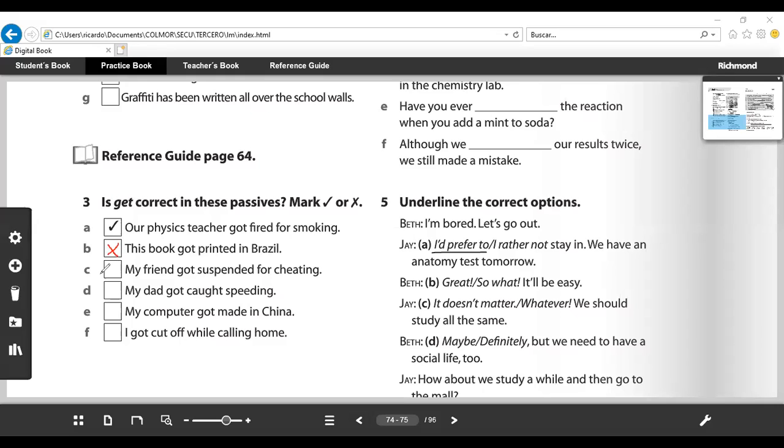Letter C. My friend got suspended for cheating. Yes. My dad got caught speeding. Check mark. Letter E. My computer got made in China. Yes. Okay, letter F. I got cut off while calling home. So this one is going to be check mark. Okay.